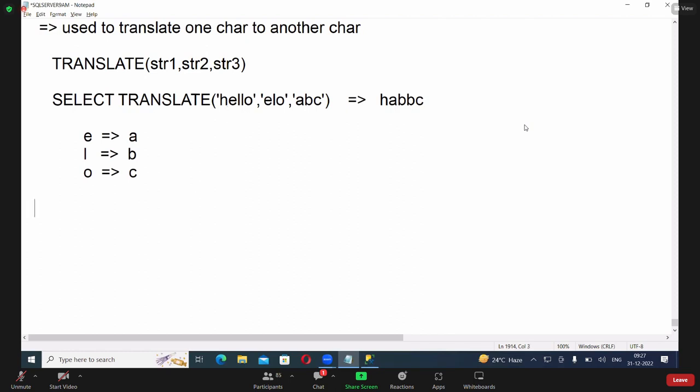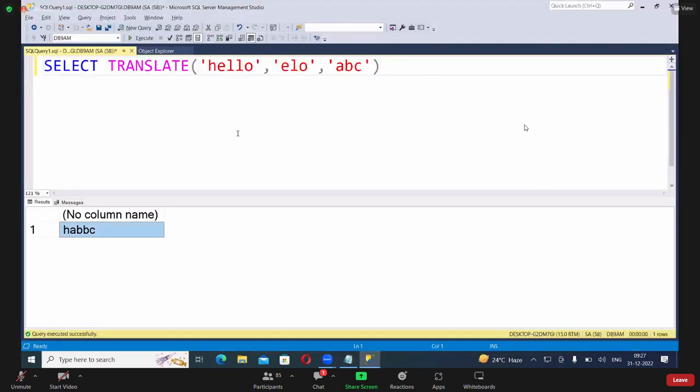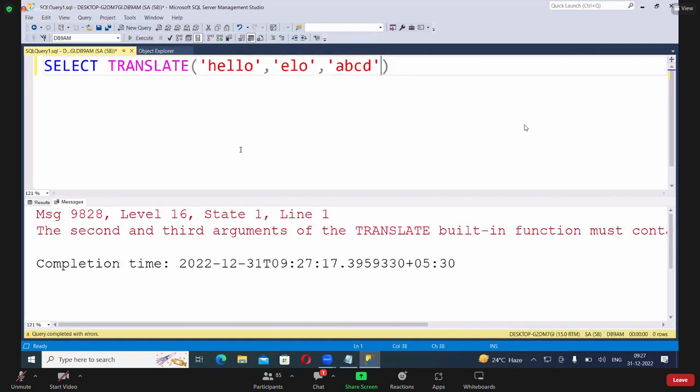Next. But here, for example, ELO, ABCD. It gives error, because number of characters should match. You cannot translate 3 characters to 4 characters.